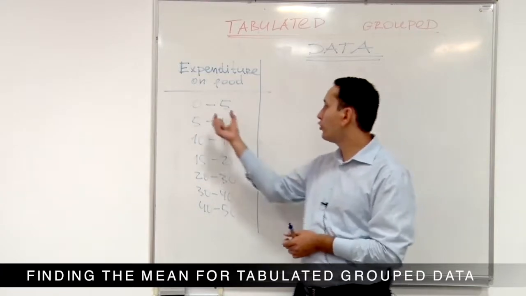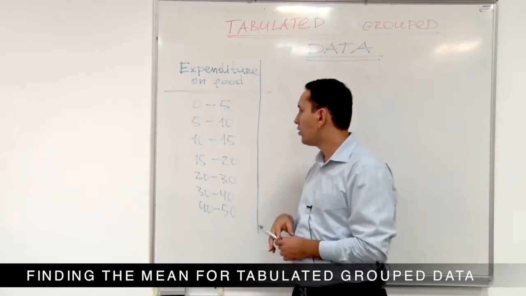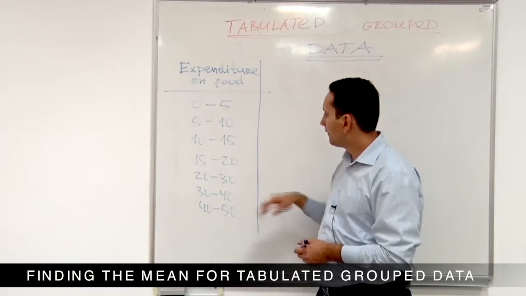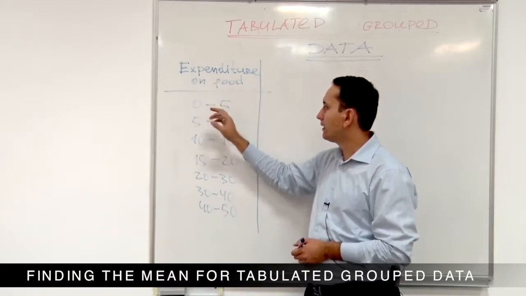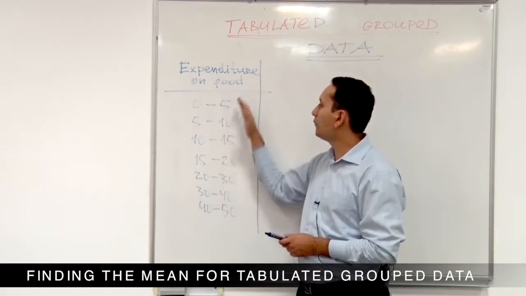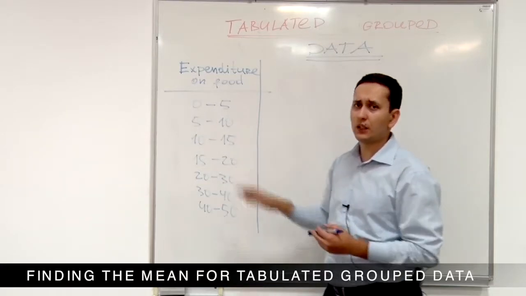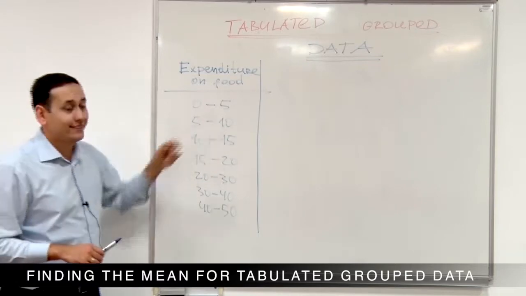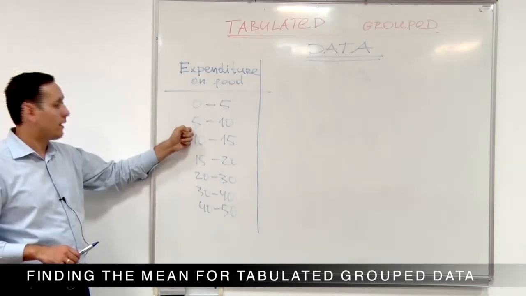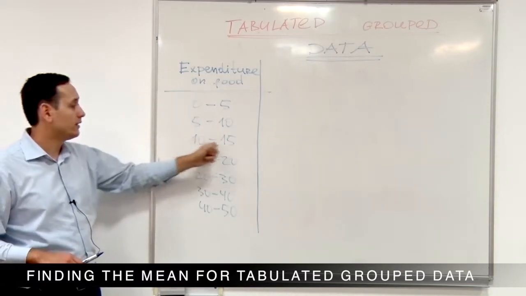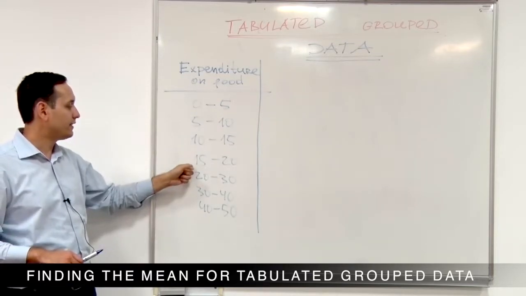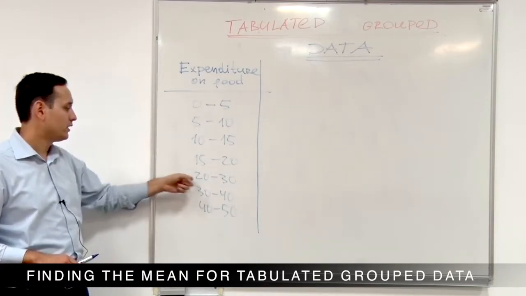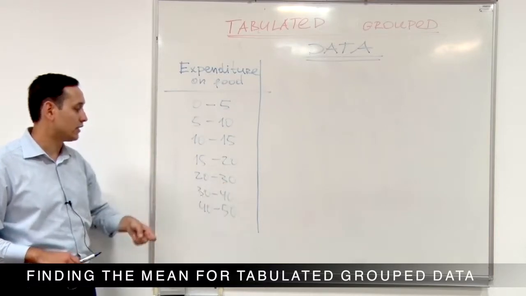So these are groups. What we also should know is this data includes all the numbers up to 5. So 5 is not included in this group. In the next group, 10 is not included, but it includes 5. 10 is included, 15 is not. 15 is included, 20 is not. 20 is included, 30 is not included.